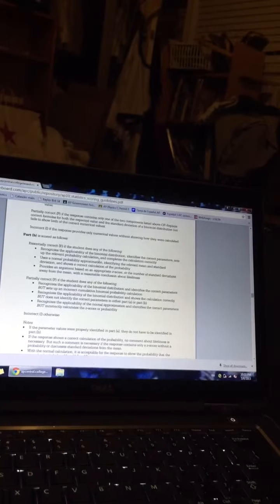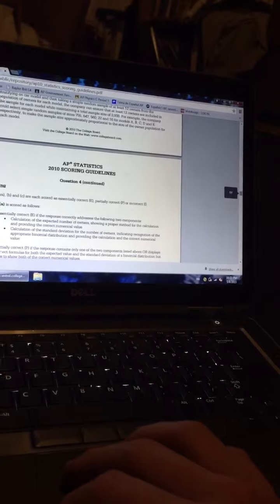Sorry. So that's how we're going to get an E. Recognize the applicability of the binomial distribution, identifies the correct parameters, sets up the relevant probability calculation, and completes the calculation correctly. Provides an argument based on the approximation of the z-score or the number of standard deviations away from the mean. So that's what I did, and that's what I got. Perfect. Part B is good.